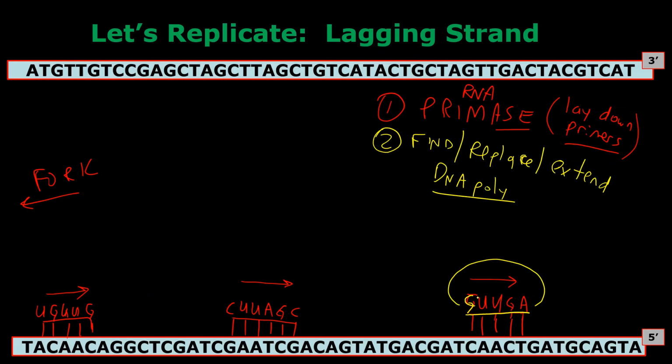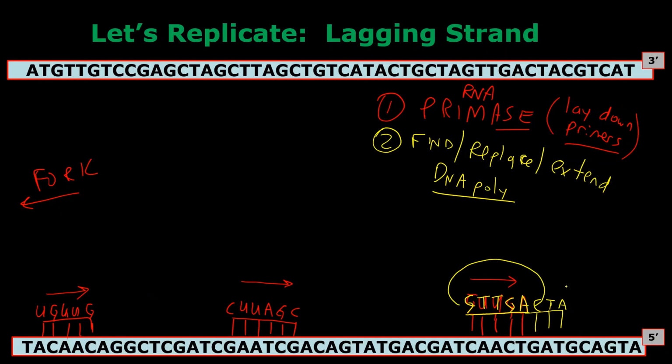So this U will get turned to a T. And this U will get turned to a T. This will stay a G. This will stay an A. And then poly will add a few more bases just for fun. C, T, A. Now it's DNA, right? Poly is going to add T's. It's going to add the right thing. So there's a find, replace, extend.